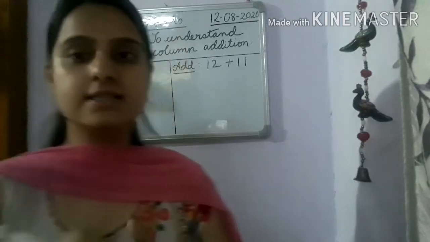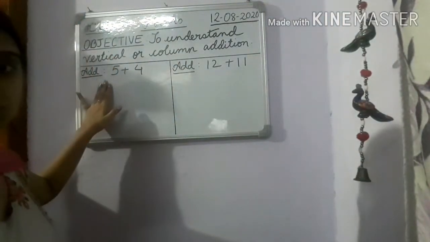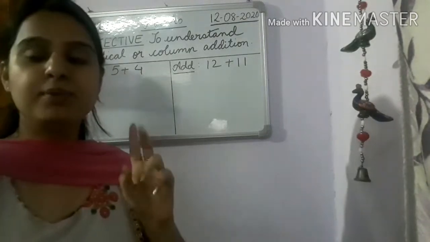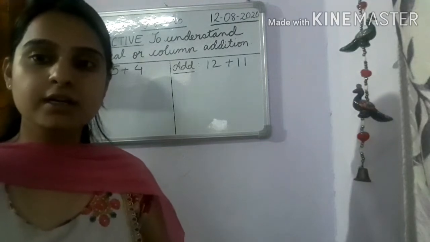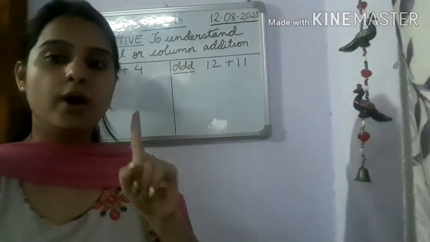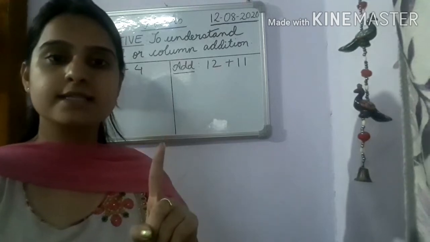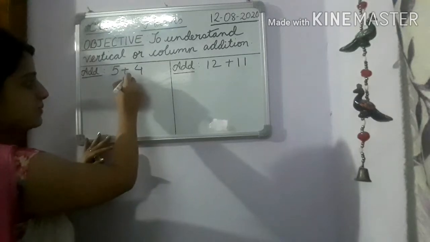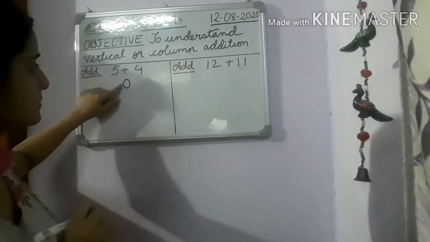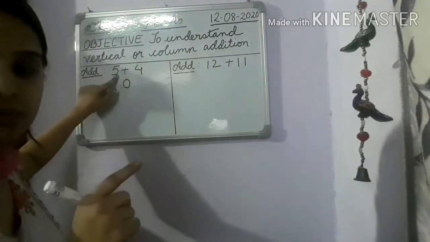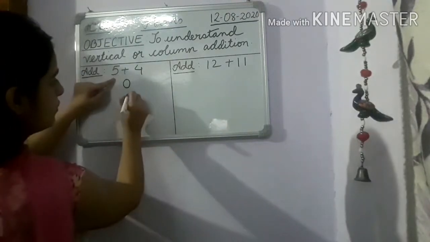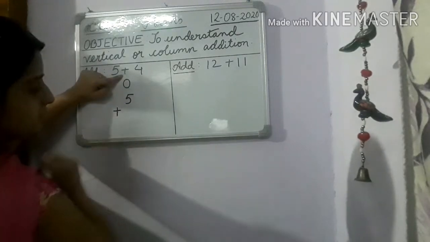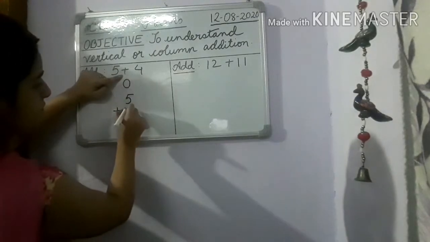Okay, so let's start. See the first question, 5 plus 4. Now children, 5 plus 4. This is how many digit number? One digit number. Now one digit number comes under which place? Ones place. So we will put ones place first, and below ones place we are going to arrange 5 plus 4. So here it comes 5, then plus is written here, then comes 4.